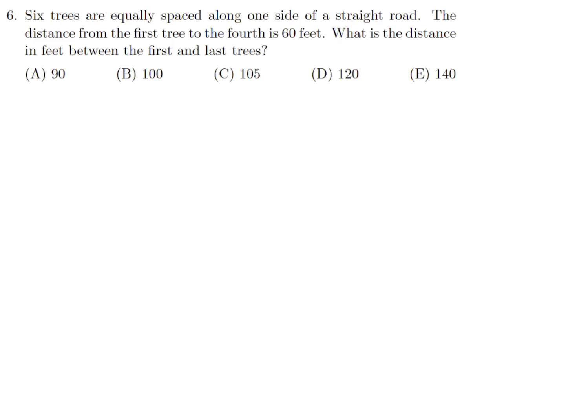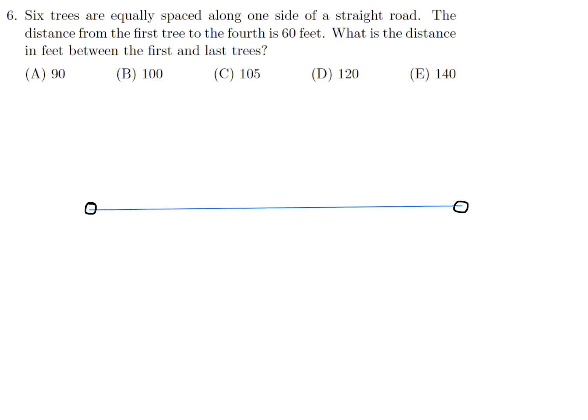6 trees are equally spaced along one side of a straight road. The distance from the first tree to the fourth tree is 60 feet. What is the distance in feet between the first and last trees? All right, so we've got this road here. And along this road, you've got some trees. You got tree here, tree here. You have 6 of them, right?